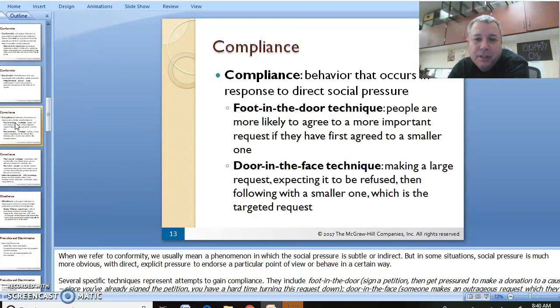Compliance, getting people to do what you want them to do. The foot in the door phenomenon is getting a person to say yes to something that is small, and then work your way up to the thing that you really want to get. And door in the face technique is when you come out with a large request, so completely opposite of foot in the door technique. Come out with a large request that you know will be refused, and then expect to get the smaller one that you're really wanting.